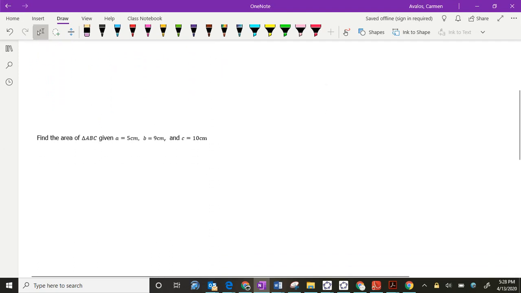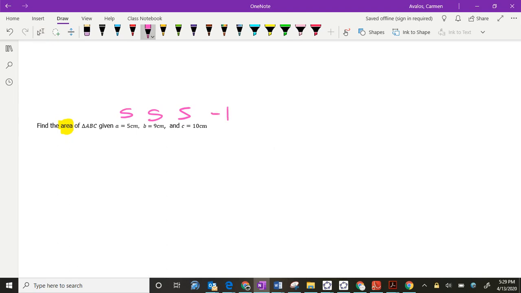Now we're finding the area again, and so we're doing the area right there. But now we're not given an angle. We're given side, side, side. So how do I find the area when I'm given side, side, side? Well, this is what they call Heron's formula. So Heron's formula is given some information. It looks kind of difficult, but it really isn't.